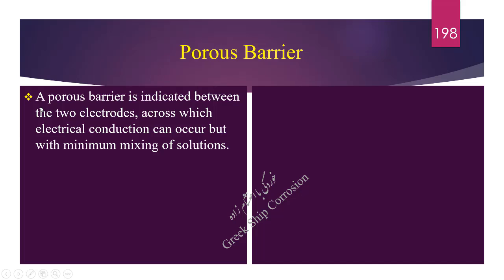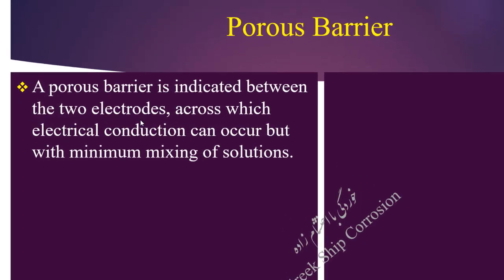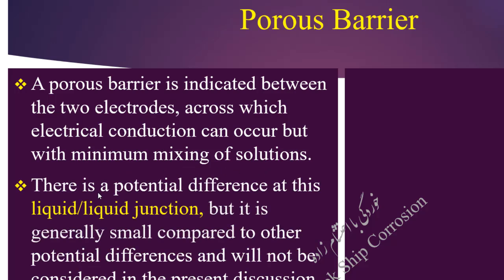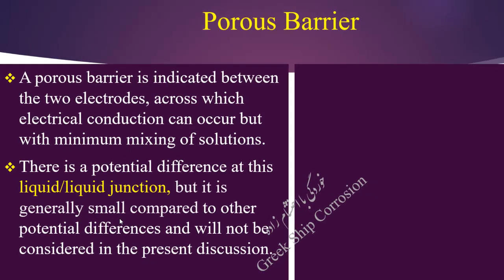What is a porous barrier? A porous barrier is indicated between the two electrodes, across which electrical conduction can occur, but with minimum mixing of solutions. There is a potential difference at this liquid-liquid junction, but it is generally small compared to other potential differences and will not be considered in the present discussion.